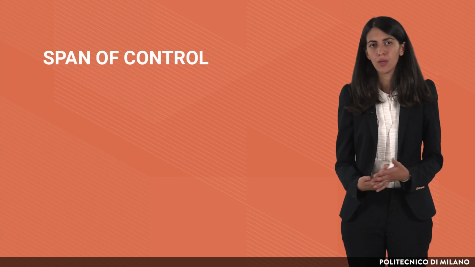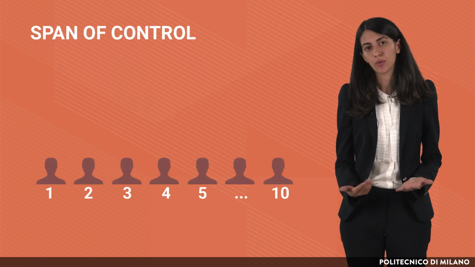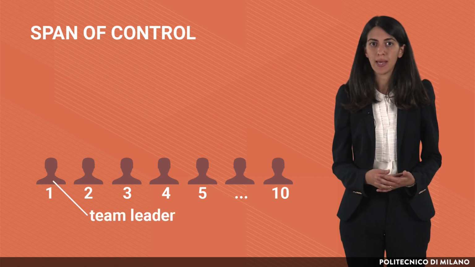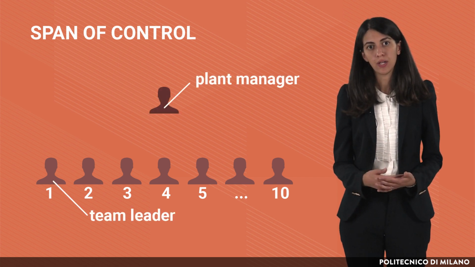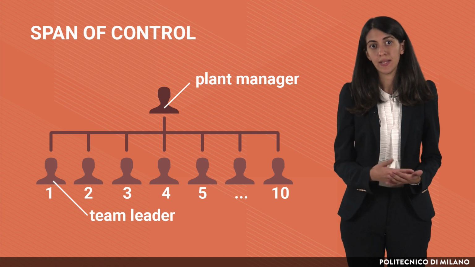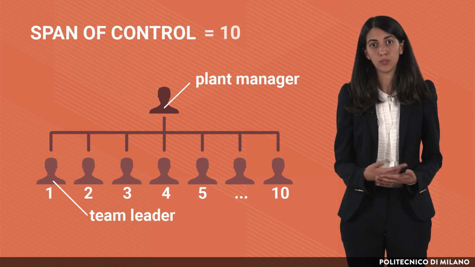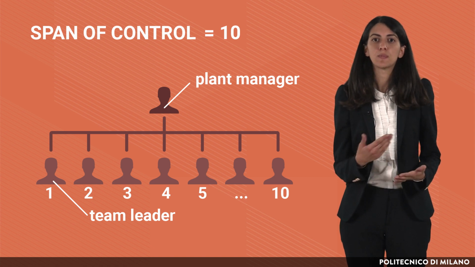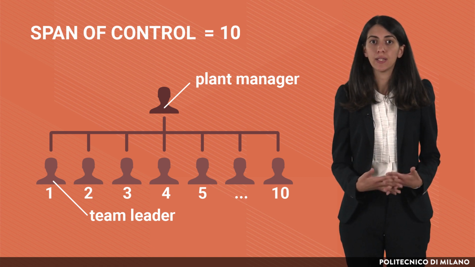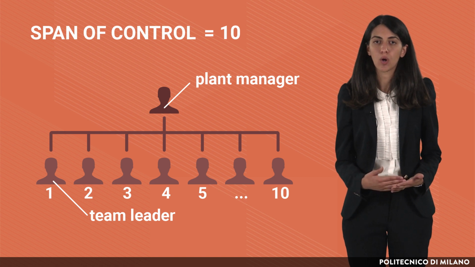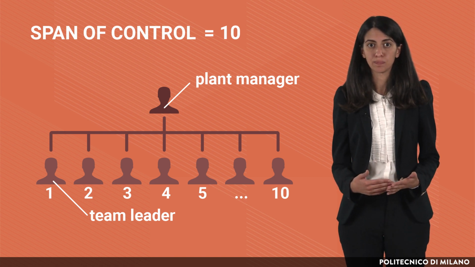For example, if in a plant there are 10 production teams and each team has a team leader, the plant manager directly supervises the 10 team leaders, and so we can say that her span of control is equal to 10. The span of control should be adequate in number, so as to guarantee proper coordination from the supervisor.